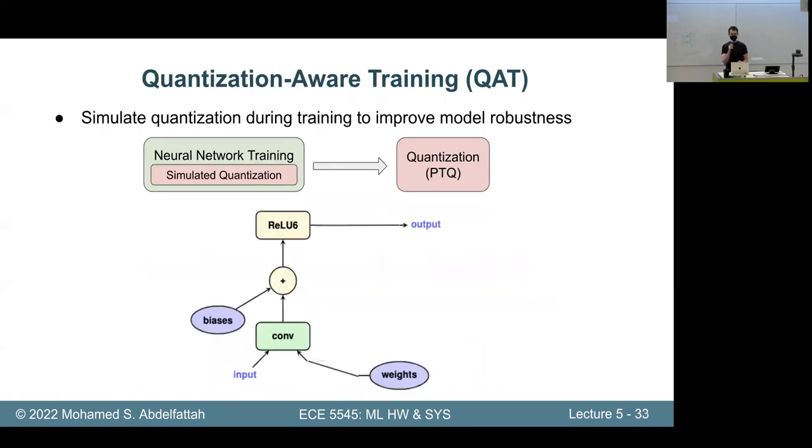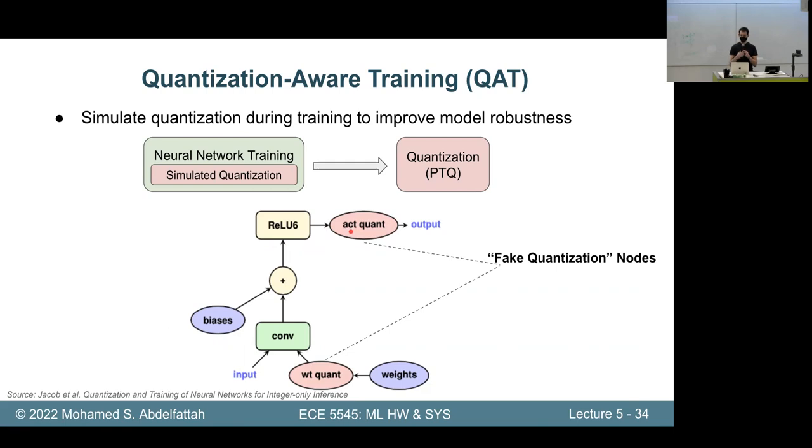And so through backpropagation, you should nudge your weights in the right direction to compensate for that quantization error, if that makes sense. And so here is a simple graph of training a convolutional layer followed by a bias addition, and then a ReLU 6 activation function. And so to simulate quantization during training, we do something that's actually really simple. We don't want to change our GPUs to support integer math, although they do now. But we don't want to change our training in any way. So we add these quant nodes here. And what they're usually called is fake quantization nodes.